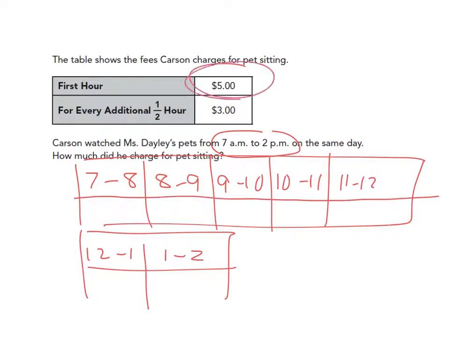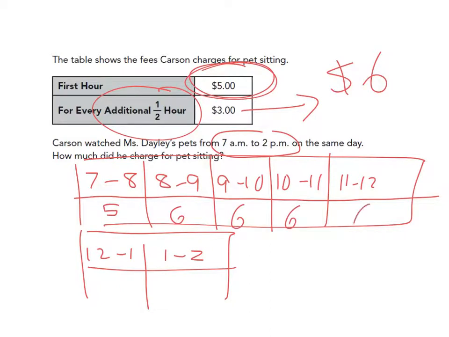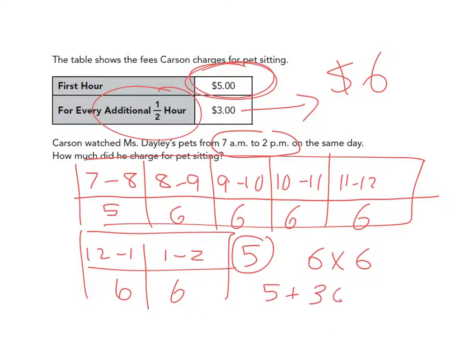So the first hour is $5. So this 7 to 8 time, there's $5. And then 8 to 9, it says for every half hour, it's $3. So every hour must be 6. So here's an hour, here's an hour, here's an hour, here's an hour, here's an hour, and here's an hour. So what I have is my first hour of 5, and then I have 6 more times 6. So I have 5 plus the 36, which is 41 total dollars.